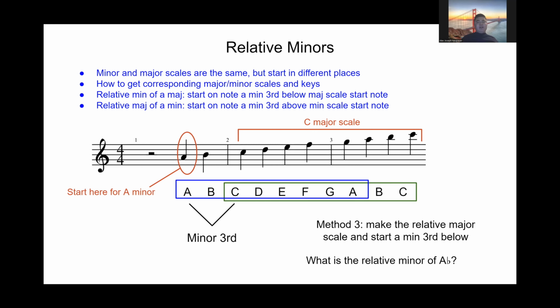So let's practice. What is the relative minor of A flat? Well, we want to go down a third, so it's going to be some kind of F. We want to go down a minor third, so it's going to be 3 half steps down. Going from A flat to G flat is 2 half steps, and then to F is another half step. So it's F.